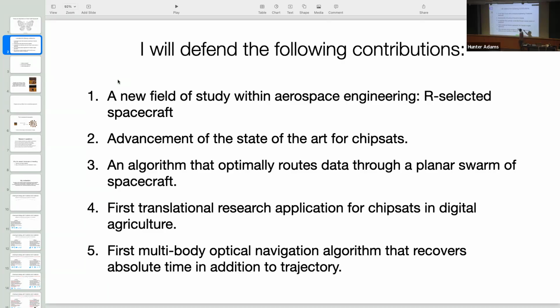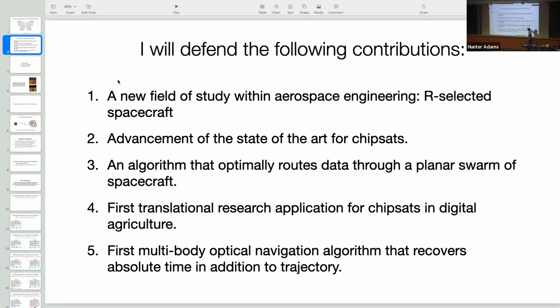The second contribution is an advancement of the state of the art for this particular flavor of spacecraft, making it better in some measurable ways. The third is an algorithm that describes how you can move information optimally through a large swarm of these satellites. As I'll talk about, one of the advantages of these very tiny satellites is you can carry them to orbit by the hundreds or thousands or millions and deploy them all. How do you move data through a collection like that? And so I spent some time studying that.